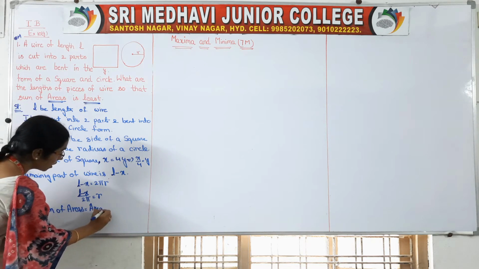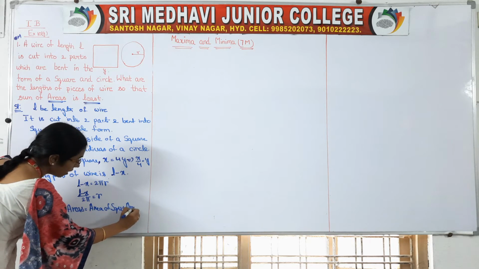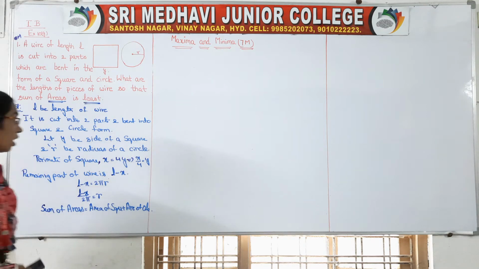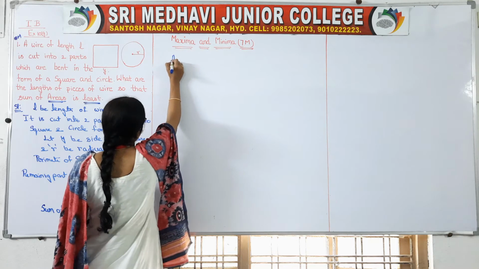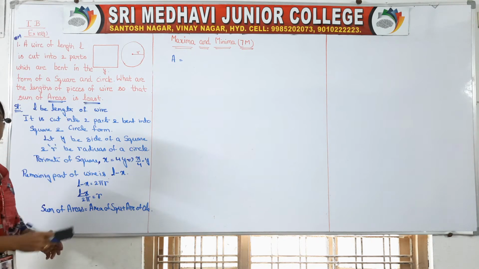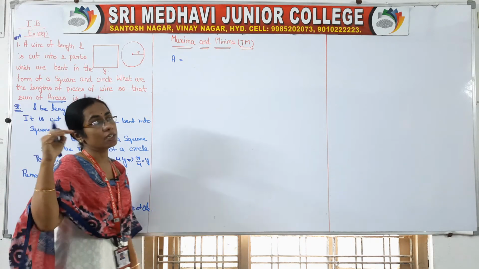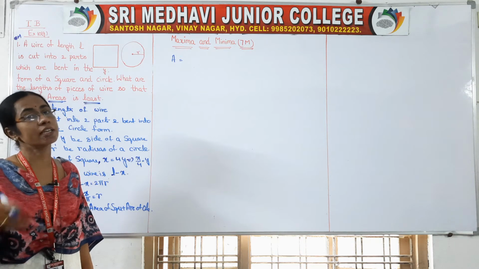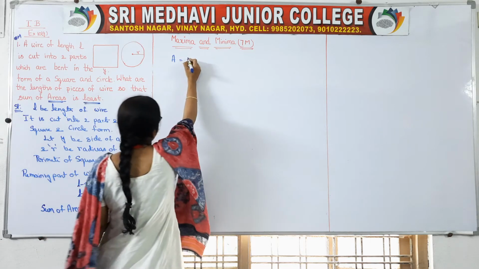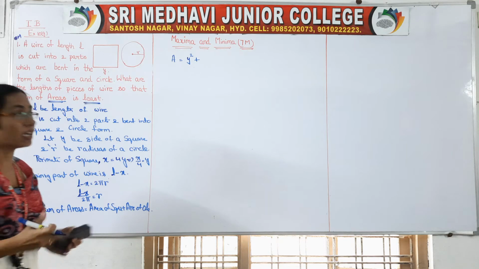Area of the square plus area of the circle, isn't it? So the area is equal to the area of a square with the side y, that is y square, with the side x it would be x square. If a square has the side x, its area formula is x square. Here you have y, so it is y square, plus the area of a circle, what is that?